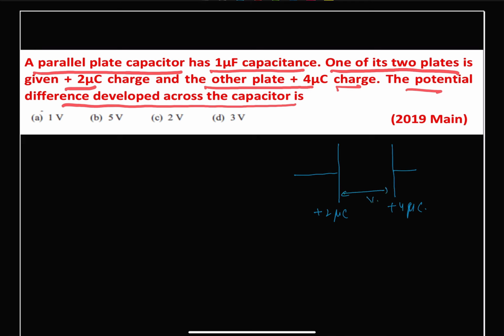That is our V, and capacitance is given to us as 1 microfarad. So first of all, we have to find out what will be the net charge. The standard formula we already know is V equals Q upon C, and this Q charge is either on the first plate or on the second plate. But here it is different: plus 2 microcoulomb and plus 4 microcoulomb.